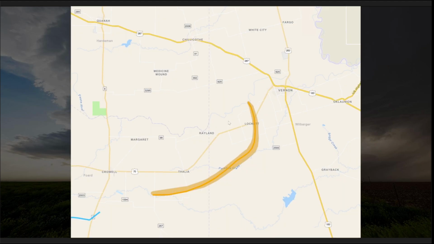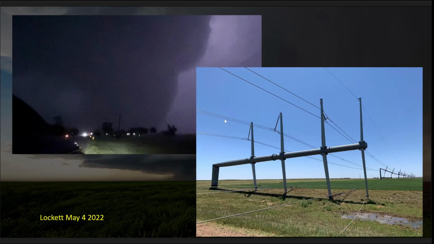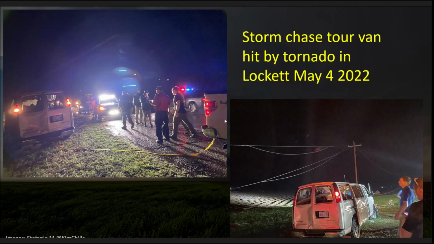If you're from western North Texas near Vernon, you may remember the Lockett tornado. This was the same day as the Seminole tornado we had back on May 4th, 2022. This one also generally had a straight path, but then it turned to the left and hit Lockett. And you had some damage in Lockett. And you had a storm chaser tour van that was hit by a tornado in Lockett, because likely they were not anticipating that leftward turn.